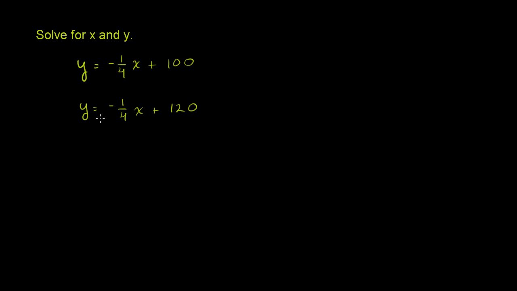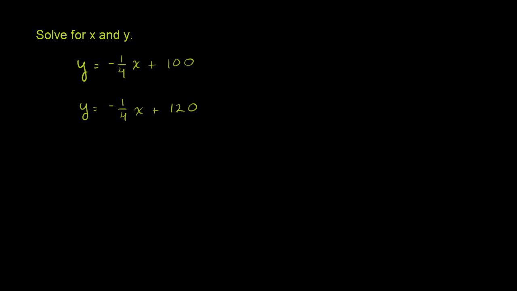We're given a system of equations here, and we're told to solve for x and y. Now, the easiest thing to do here, since in both equations they're explicitly solved for y, is to say, well, if y is equal to that, and y also has to equal this second equation, then why don't we just set them equal to each other?